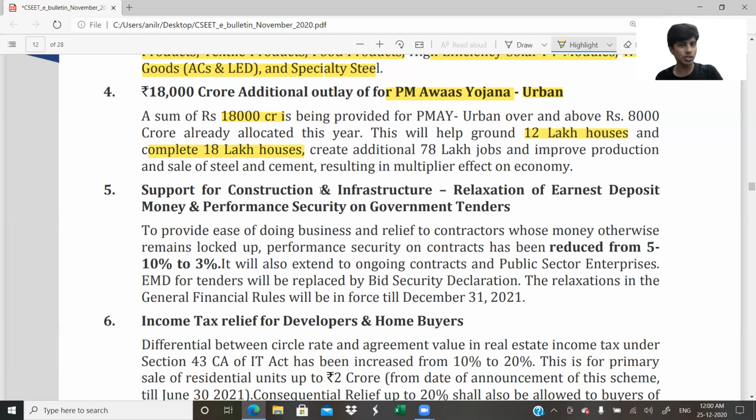So when 18,000 crores comes into it, 18 lakh houses will be completed and 12 lakh new houses will be constructed. So a lot of people will get labor, will get work there, and will make money out of it. You get that? So employment creation and a roof over the head for everyone. That is the basic intention of this stimulus being announced by the government.